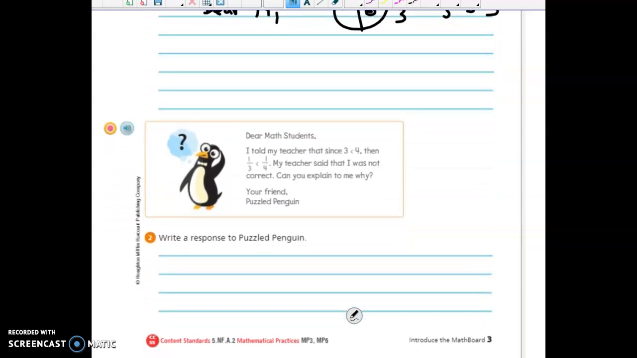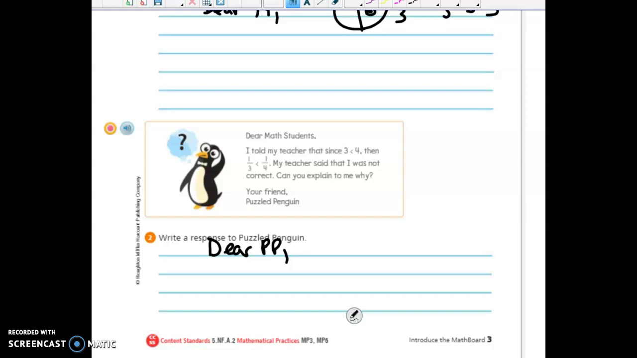Dear math students, I told my teacher that since 3 is less than 4, 1/3 is less than 1/4. My teacher said that I was not correct. Can you explain to me why? Your friend, the Puzzled Penguin. All right, if you're at home, you're going to pause right now and write Dear PP and write your response.